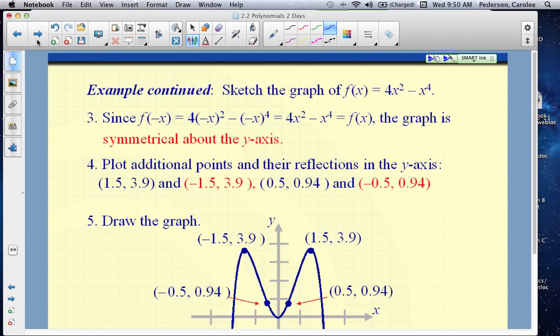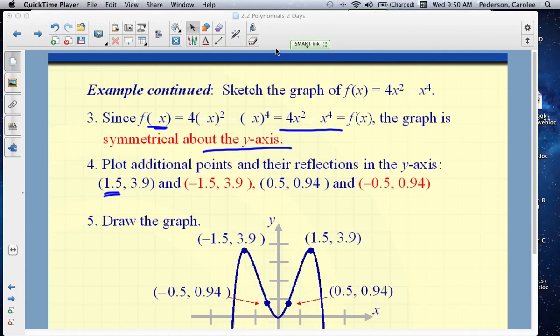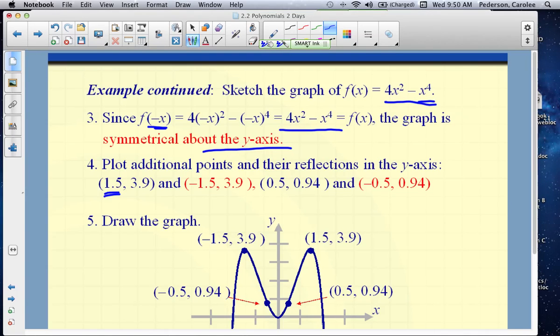Remember we checked for symmetry where we substitute a negative into the function? And in this case, they check it, and it's symmetric about the y-axis. Don't worry, we're going to go through this in an example in more detail. Then they just plot a few additional points. How you find those additional points is you evaluate the function. So if I substitute 1.5 into this function, I will get 3.9.